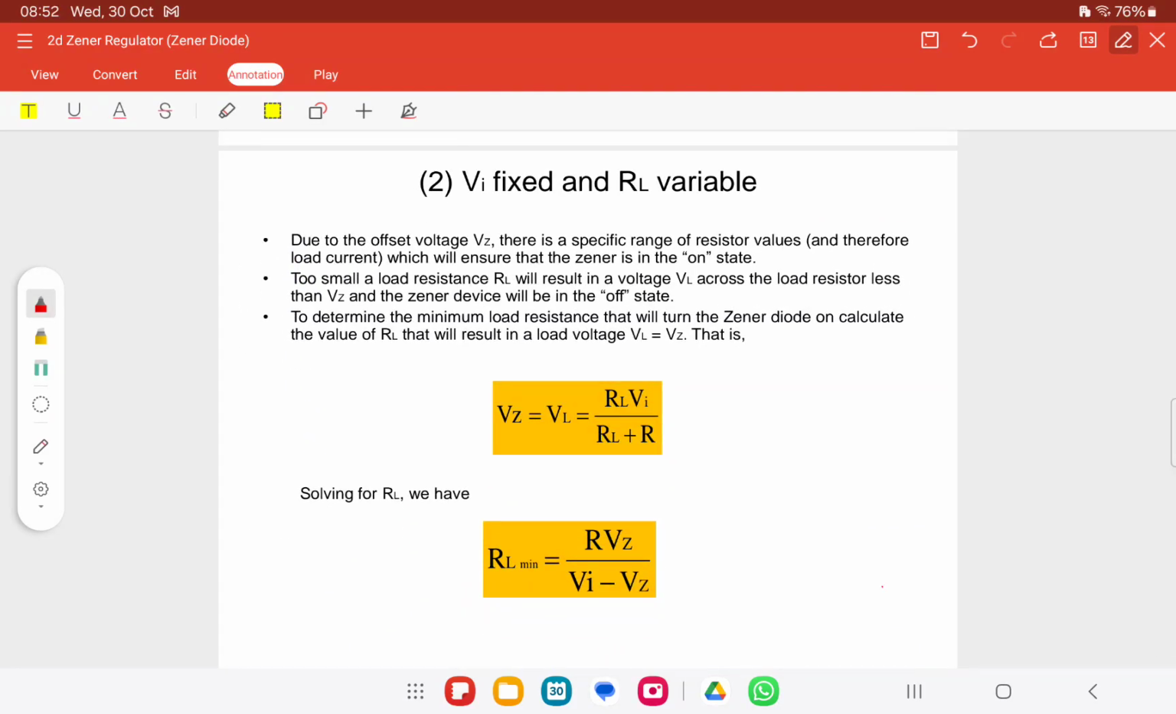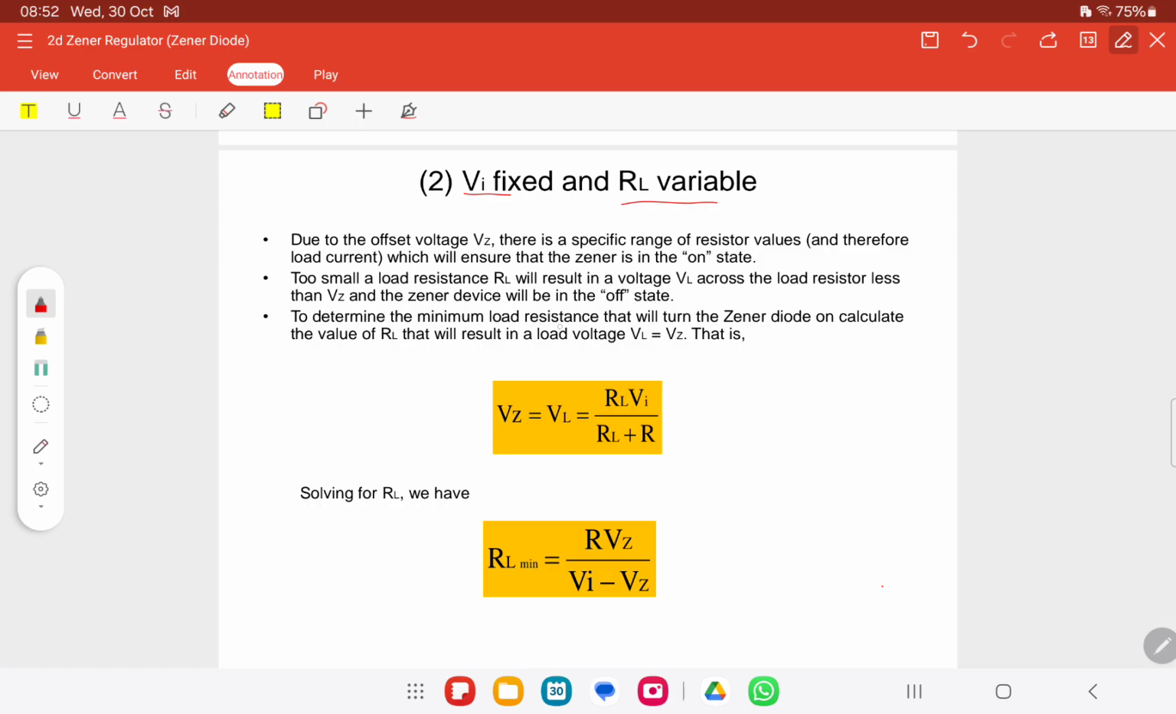The earlier one was simple. The second one is we fix the voltage, but then we vary the resistor. So the resistor will have a minimum and maximum value. For this number 2 and number 3 case, we consider the diode is on. Okay, straight away consider the diode is on.